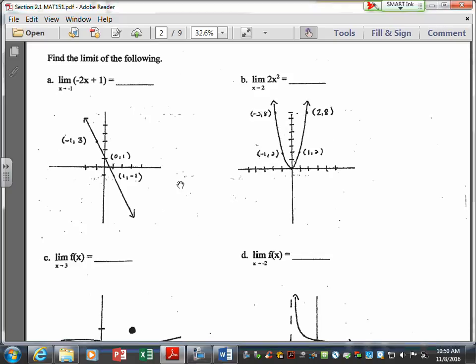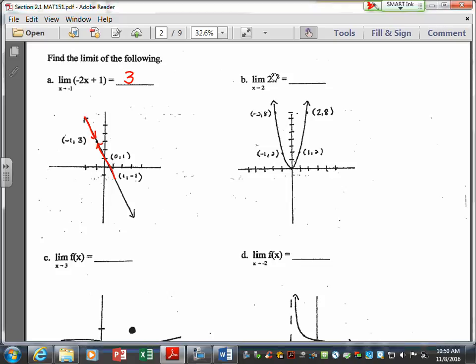Find the limit of the following. So the limit of this particular function as x approaches -1. So as we're approaching the x value -1, as I'm going towards -1, from the left or from the right, what y value are we approaching? Looks like 3. Okay. So what about b?